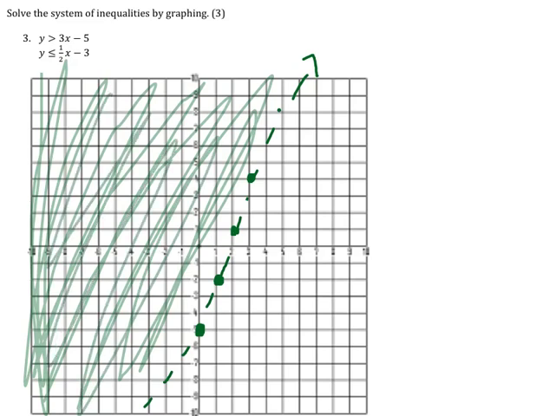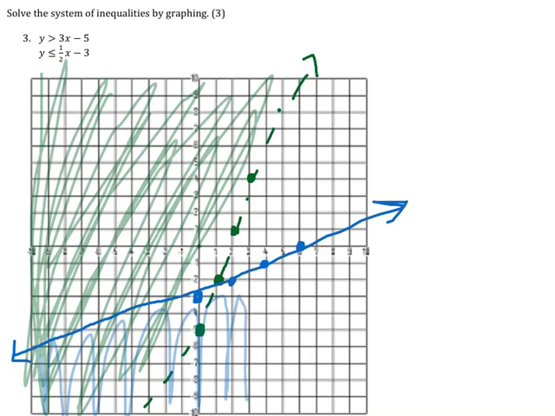Next, we'll move on to the second equation. For our second equation, we have y is less than or equal to 1/2 x minus 3. So our y-intercept is at negative 3. And it says 1/2, so we'll go up 1, right 2. Up 1, right 2. Remember, it's rise over run. And then since it's less than or equal to, it's a solid line. And since it's less than, we will shade below the line.